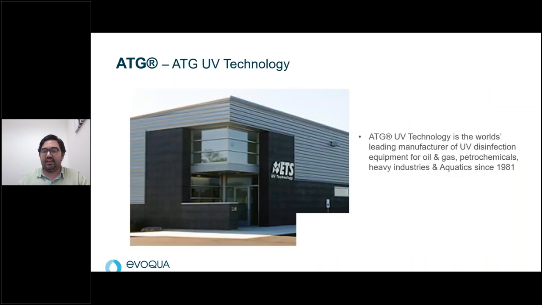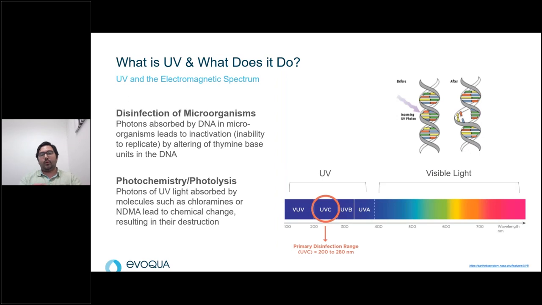ATG UV, as you see, is a UV specialist that caters for disinfection for multiple industries since 1981. So what do we understand about UV, what does it do? Typically, the main thing is to disinfect microorganisms. How it disinfects is basic: the DNA in a microorganism absorbs photons from the UV and is therefore neutralized from replicating itself into more microorganisms. These are the most common uses in the market, where low pressure does this.